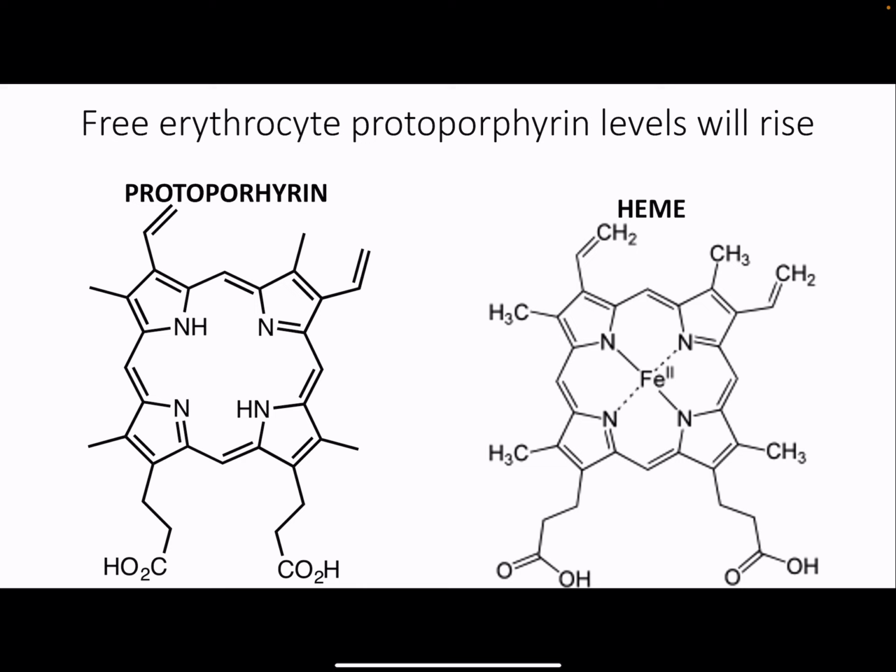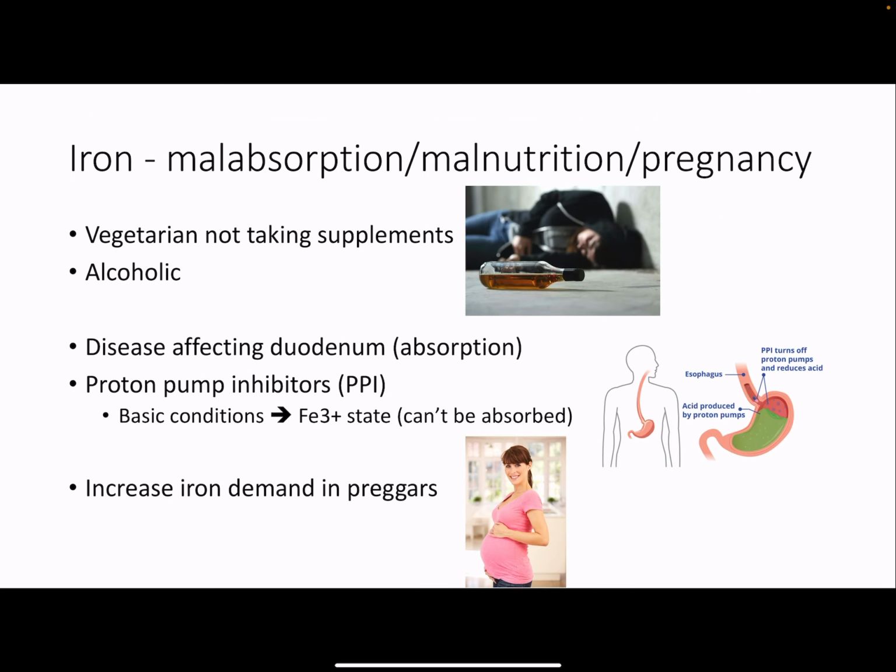If you are iron deficient, so here's our protoporphyrin ring. Notice that we have no iron here. The only difference between heme and that is that you have the iron. So if you're iron deficient, then this is going to go up and this is going to go down. So sometimes they'll say that your free erythrocyte protoporphyrin levels are up, and that just means that you're iron deficient, or that's one possibility.